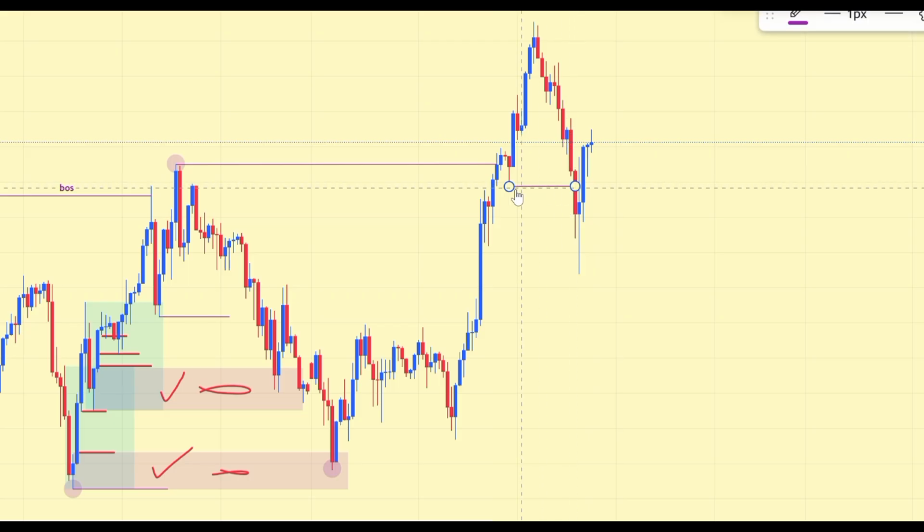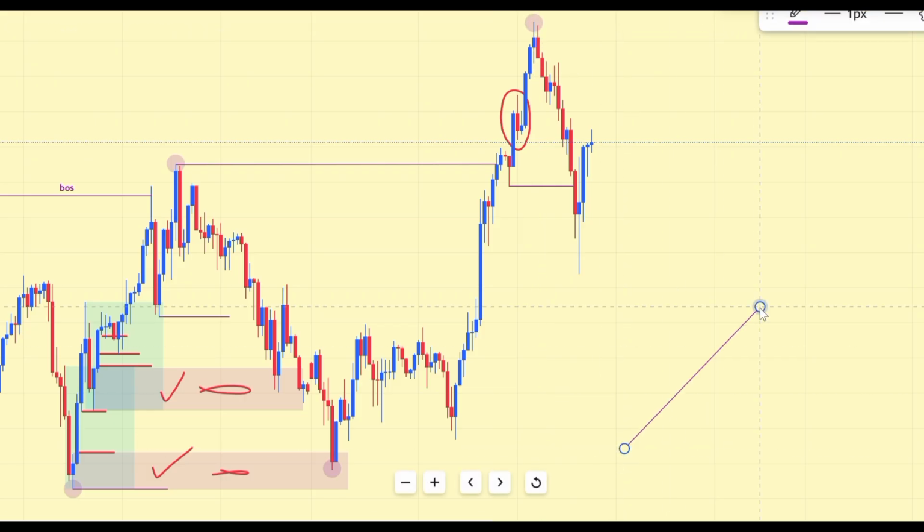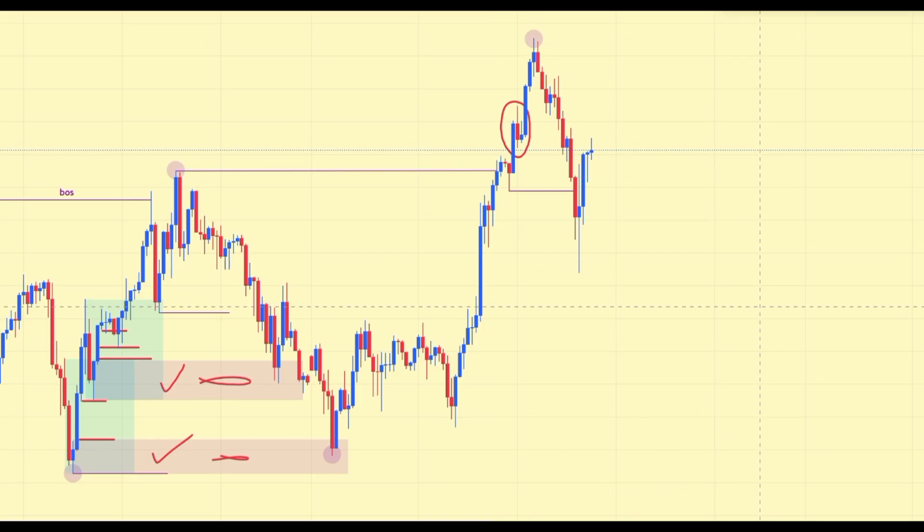The reason I have marked this one here as the inducement is because this one here is not a valid pullback. And by the way, once price has taken out the inducement, this one here is a swing point. So let's now start marking the order flows. I say that we start marking the order flow first and make sure that all the order flows are mitigated or invalid before we consider marking the order blocks.